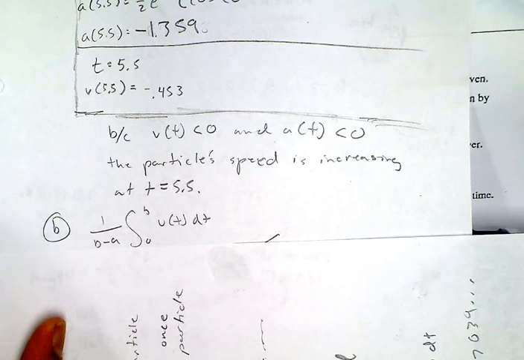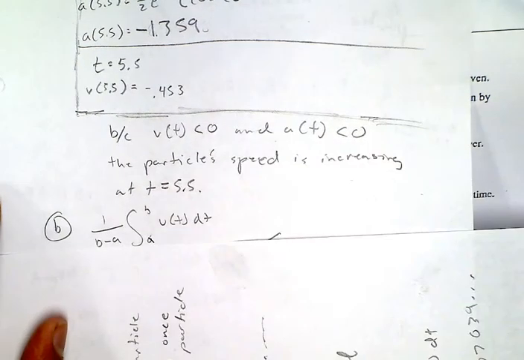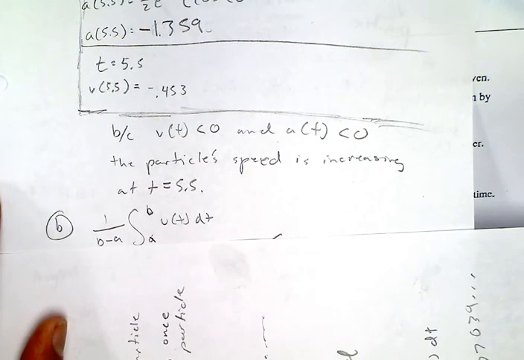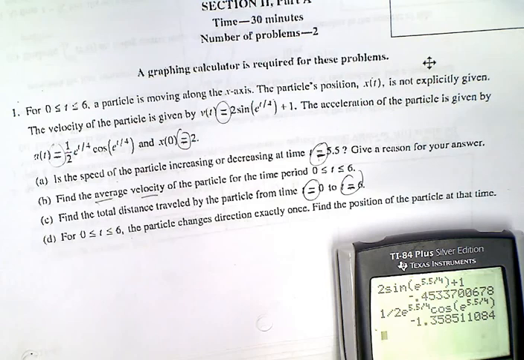1 over b minus a from a to b. Sorry, that's my penmanship. Lags in many areas. Okay? So everybody, let's take a look at this. 1 over b minus a, integral from a to b of v of t dt. Okay? Look at the v of t. That's an ugly, ugly formula. You can't integrate that. It's impossible. So we have to use our calculator.